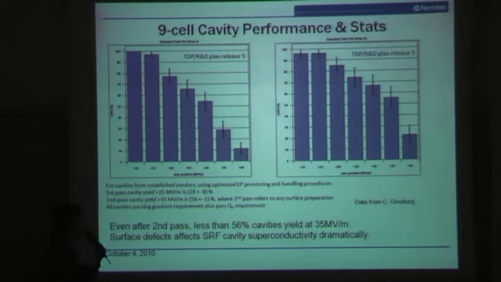Now, this is the typical, I think it's the latest, maybe it's not the latest, but quite fairly recent: the 9-cell ILC cavities reached a 56% yield. Those cavities not achieving this goal, the majority of them are limited by cavity features. So we try to look at the cavity inside.